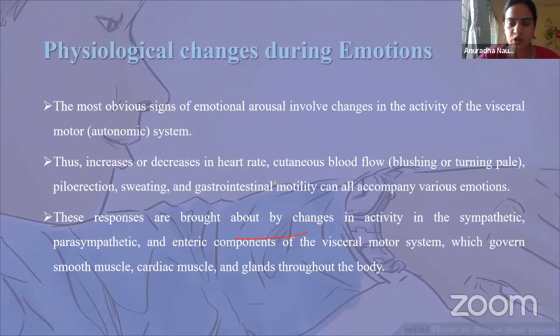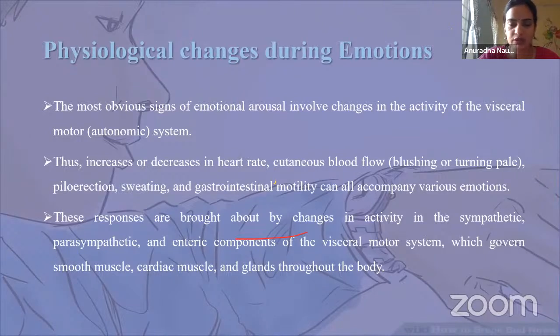These responses are brought about by changes in activity in the sympathetic, parasympathetic, and enteric components of the visceral motor system, which govern smooth muscle, cardiac muscle, and glands throughout the body. Don't go by the technical terms here. Just try to understand that various organs, various systems are involved in how we are experiencing emotions.